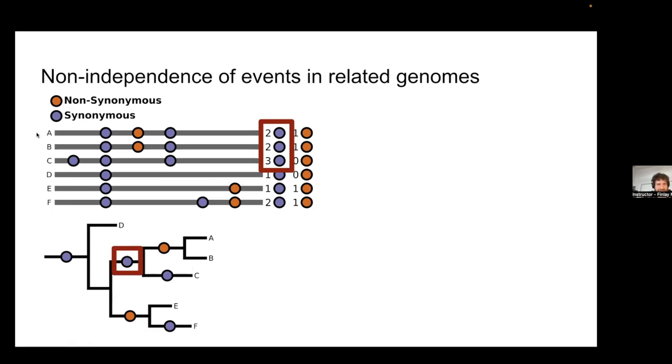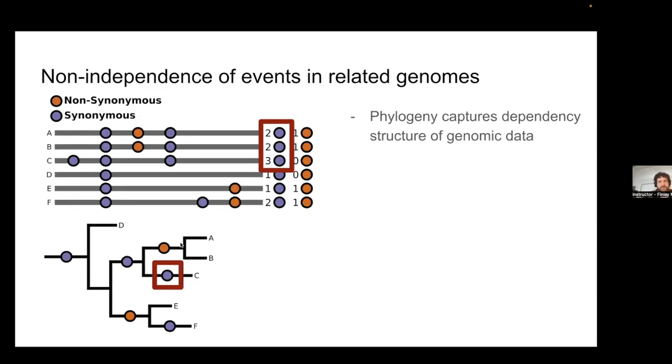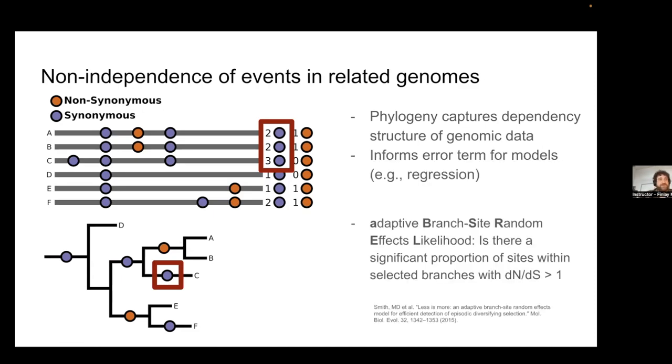So we have A, B, and C. All of this purple mutation, this nonsynonymous mutation, occurred in the common ancestor of A, B, and C. So we're counting this as three different mutations if we just tally the genomes, when it's only one mutation. That mutation only occurred once. So we're going to hugely overestimate the number of mutations unless we use the underlying phylogenetic structure. What a phylogeny does in this case is capture the dependency structure of the genomic data, and so it informs the evolutionary models.